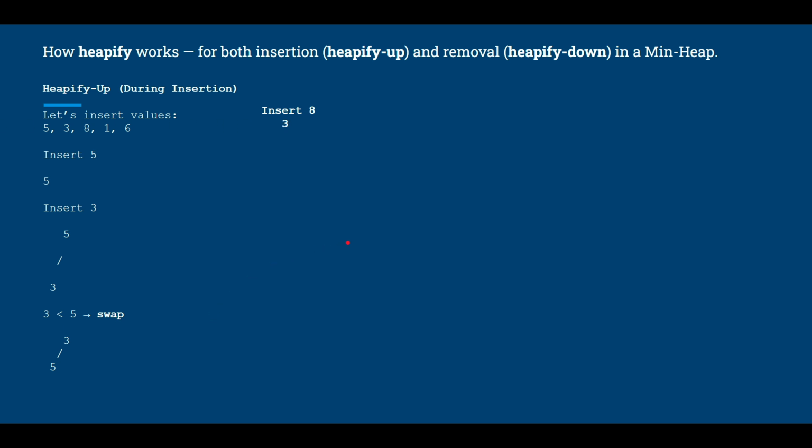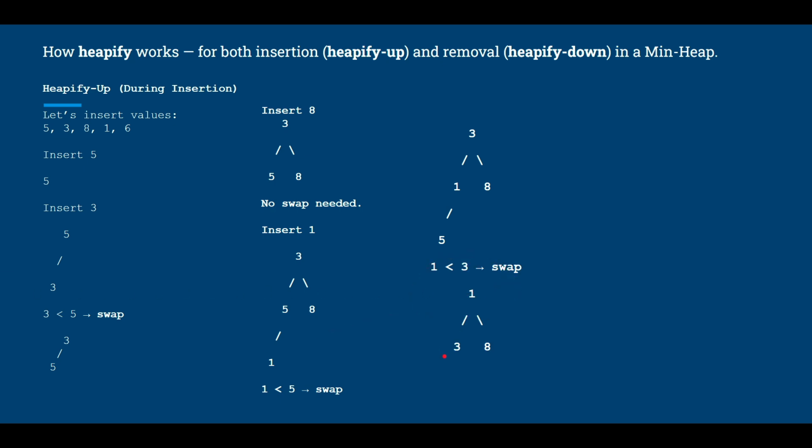Then insert 8, you will check the insertion and see that no swap is needed. Then we'll check 1, now the swap is required. So we'll check 1 and 5, we need to do swapping here. Similarly, we have created our heap. After that we check 1 and 3, we need to swap this value. After the swapping, this is the value we have. After inserting 6, we'll see that there is no need for a swap. This step we have already seen.